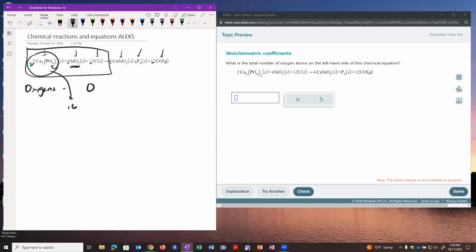And in my SiO2, I have 2 oxygens times 4. So 4 times 2 is going to give me 8. And the carbon obviously doesn't have any. So 16 plus 8 will give me a total of 24 O's on the left side of this equation. So you want to pay close attention to the chemical formula in each case, and you want to pay attention to the subscripts. So we have 4 O's times the subscript on the outside, which is 4 times 2 is 8. And then we need to account for any coefficient. We multiply it by that to get the total number. So 24 here would be the total number of oxygens on the left side of this equation.